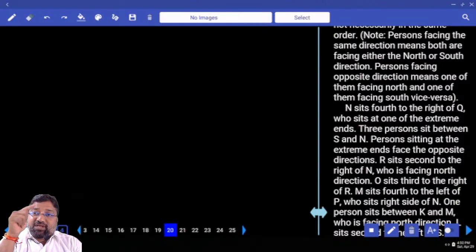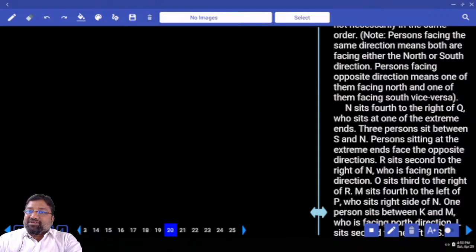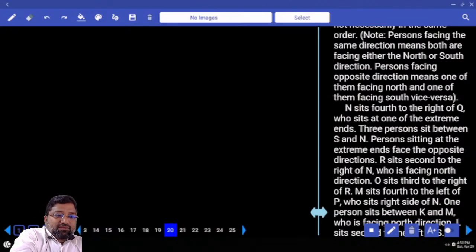N is fourth to the right of Q. How many people between Q and N? Fourth right, so how many people? 3 people. How many people between S and N? Tell me. The number of people between Q and N is 3. N and S is 3. This fellow N is exactly between Q and S. Right? So this is one good possibility.